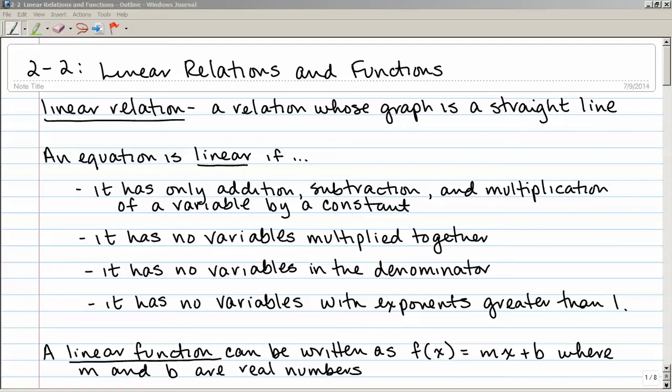If you're looking at an equation, a way to tell whether or not it is linear is if it has only addition, subtraction, and multiplication of a variable by a constant. It has no variables multiplied together, no variables in the denominator, and no variables with exponents greater than 1. A linear function can be written in the form f of x equals mx plus b, and you'll recognize that as y equals mx plus b, where m is the slope, b is the y-intercept, and both m and b are real numbers.